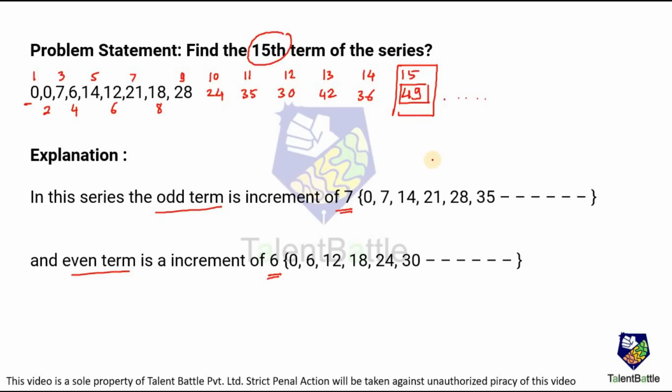Now how will the logical part be? You can check even and odd conditions, because the order of the series, the odd terms and even terms, are given, right? So on the basis of that even odd logic, you can write down the code.